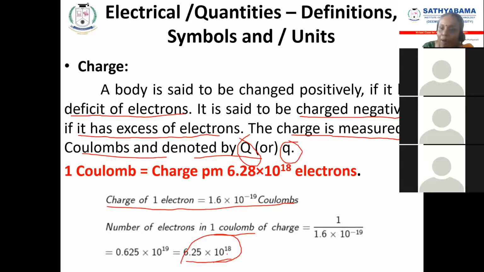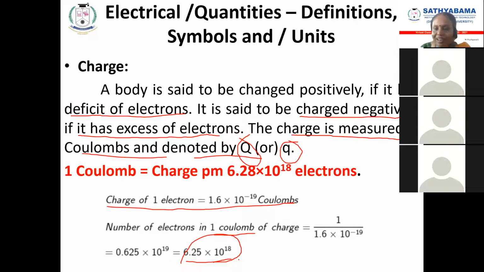I am saying charge is always measured in terms of coulomb. So you have to understand how many electrons are available in 1 coulomb. Taking 1 by 1.6 into 10 power minus 19, 1 coulomb is equal to 6.25 into 10 power 18 electrons.